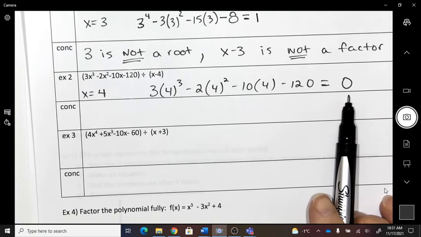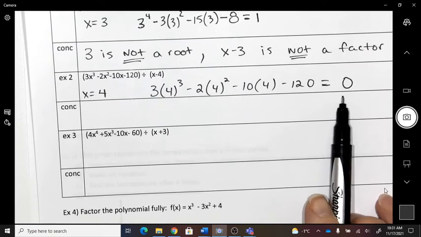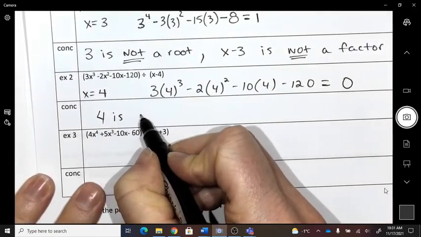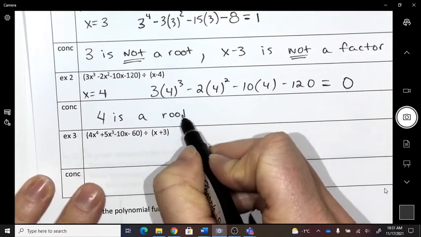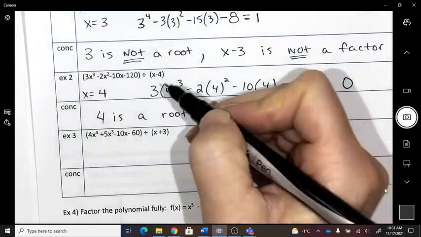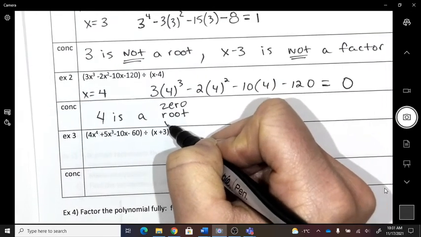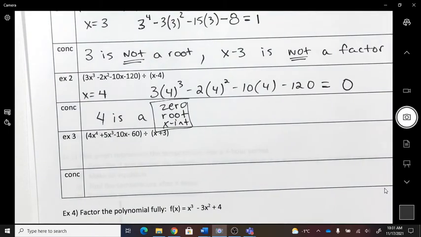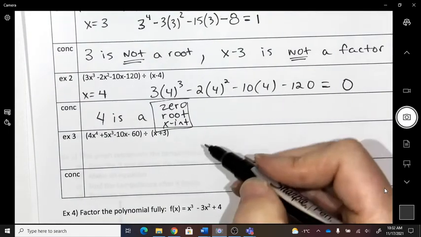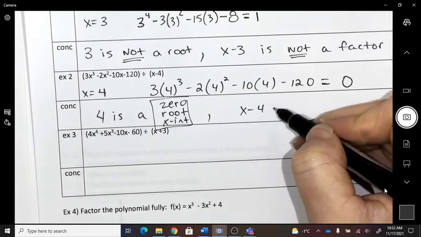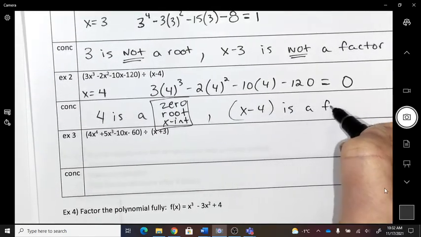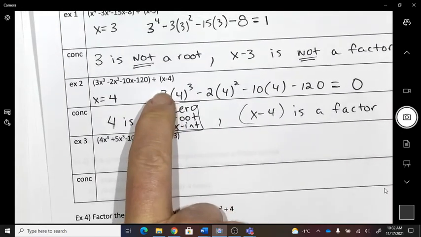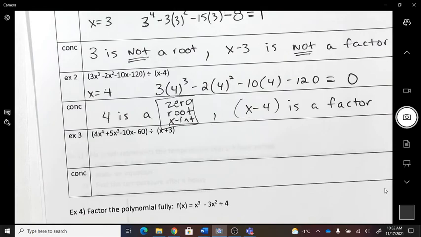I got 0. Someone's got 0, okay. So getting 0, what do I conclude? 4 is a root, or an x-intercept, or a 0. Any of those words you might see, they all mean the same thing. You could also make a conclusion that x minus 4 is a factor. You could say that this is divisible by this, right? All those things are true.